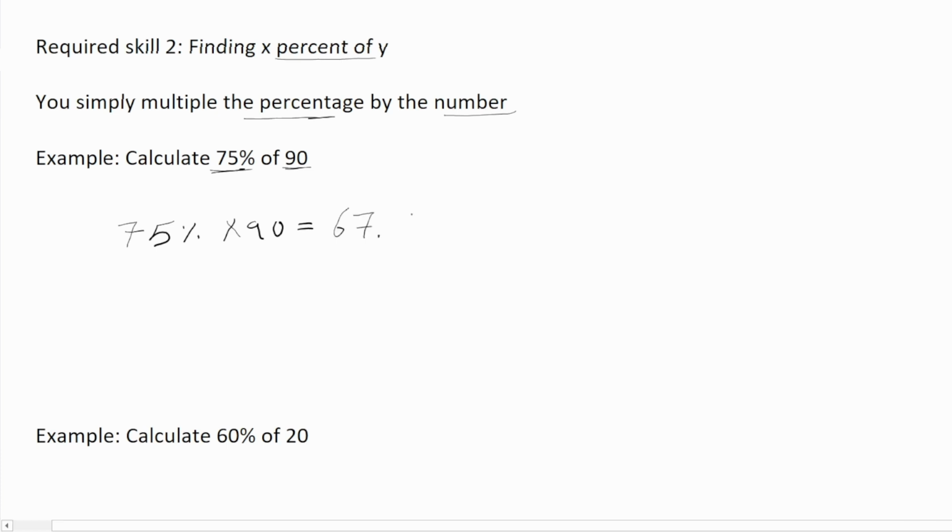67.5. Okay. Now, what's actually happening here is that the 75% is 75 over 100. Now we're going to clarify this, multiplied by 90. So this is what's actually happening. So this is what the 75% is. And simply the 0 would cancel out with this 0. And then you would multiply 9 by 75 and divide it by 10. You would get 67.5. So this is what 75% of 90 is. Okay.